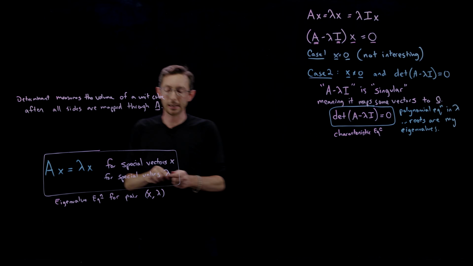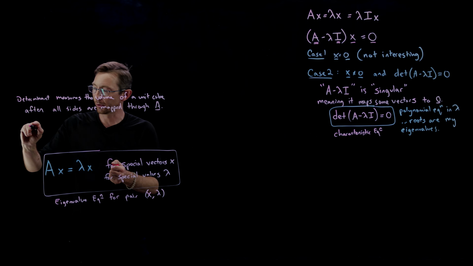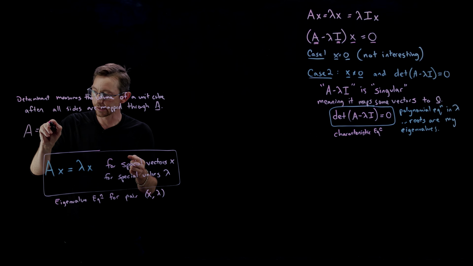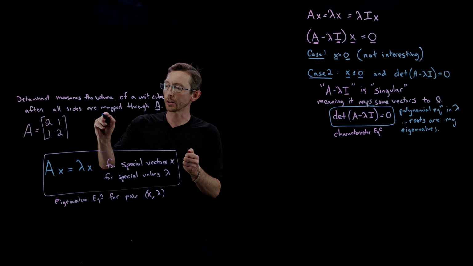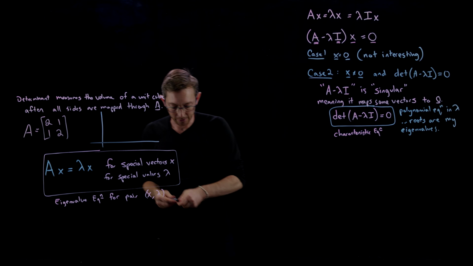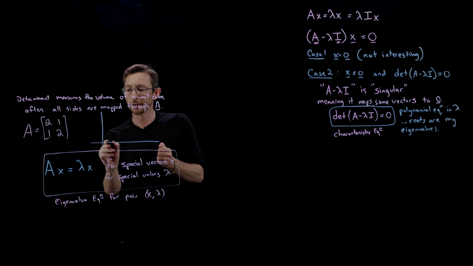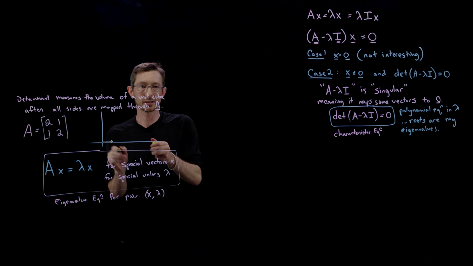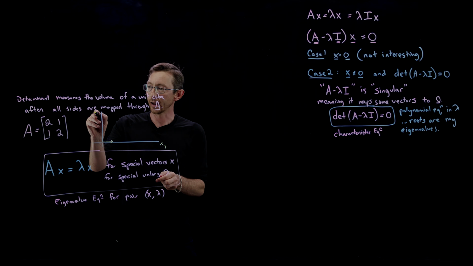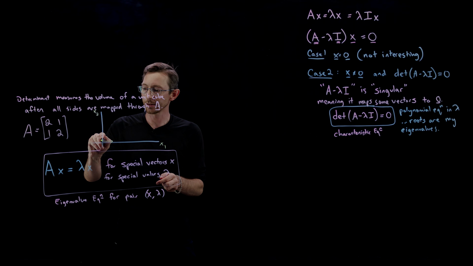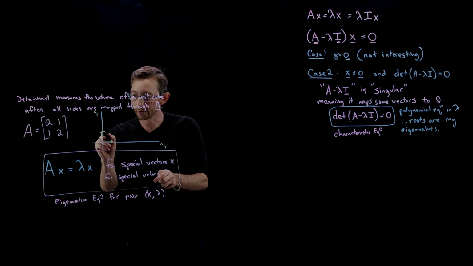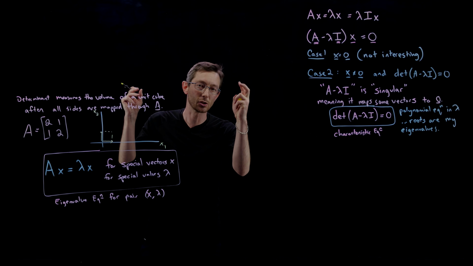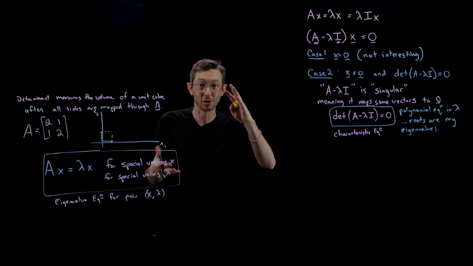Specifically, if I take this example of A equals 2, 1, 1, 2, a really simple A matrix, what I mean by a unit cube is I literally take a little unit vector in the x1 direction, this is x1, and a little unit vector in the x2 direction. In 2 dimensions it's a square, in 3 dimensions it's a cube, in 4 dimensions it's a hypercube.